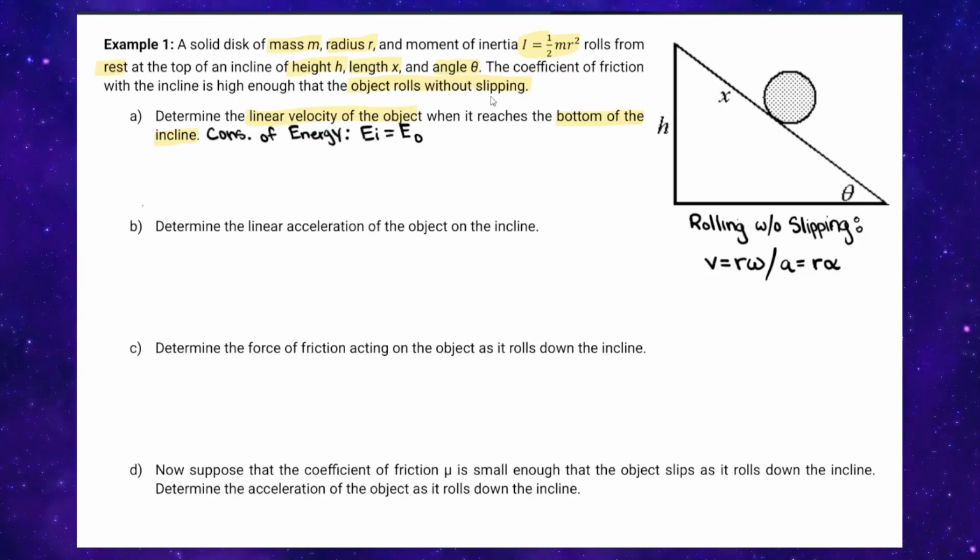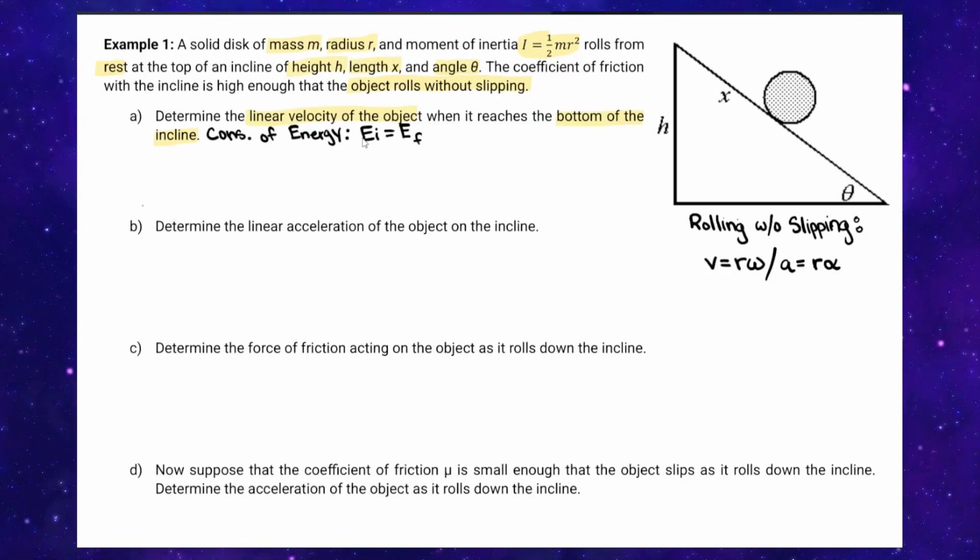First off, it is rolling without slipping. This means that friction isn't really doing any work to drain energy out of the system. Because of this, we know that whatever mechanical energy we have at the start is going to equal whatever mechanical energy we have at the final case.